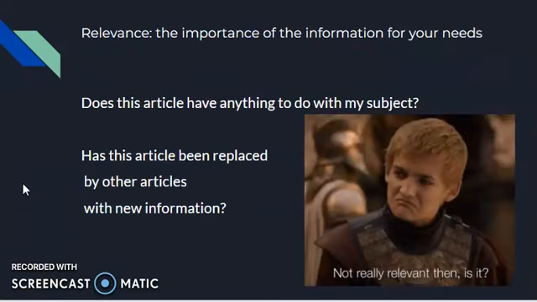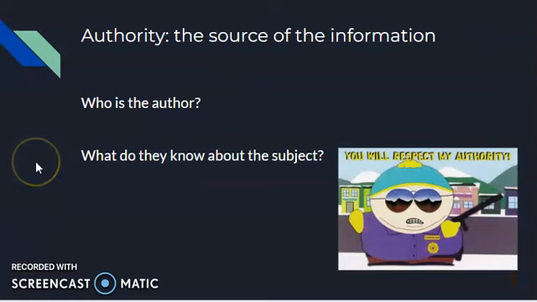Relevance simply means the importance of the information for your needs. Ask yourself, does this article have anything to do with my subject? If it does, use it. If it doesn't, don't. And then you need to also ask the question, has this article been replaced by articles with new information? Sometimes things change in a subject to the point that some articles are deemed irrelevant or have bad opinions or bad information, and you need to factor that in when applying the C.R.A.A.P test to the source that you're looking at.